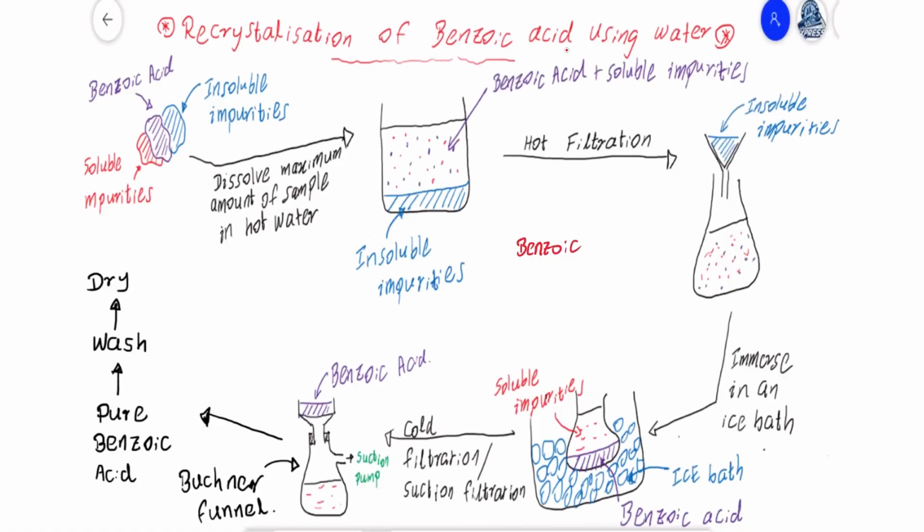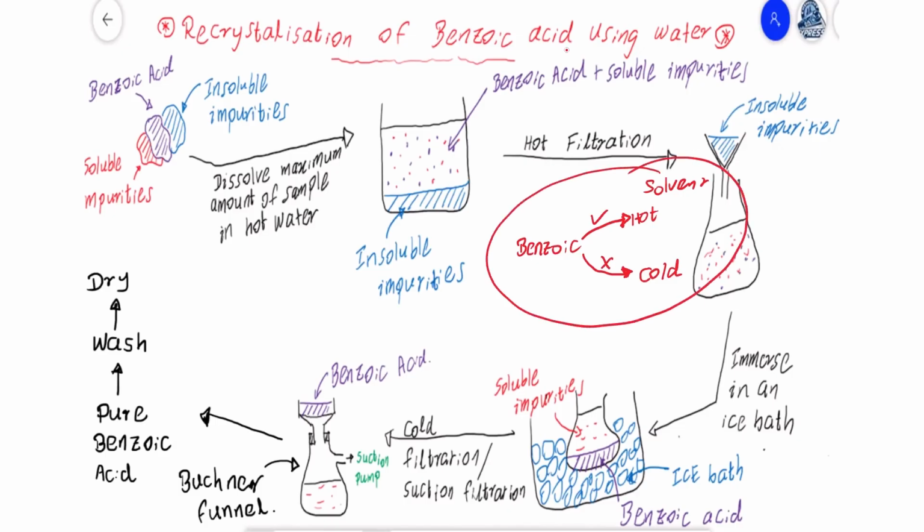I'm going to use a solvent. This is the requirement of this solvent, right? When the solvent is hot, that means when it is warm, the benzoic acid should dissolve in it. But when the solvent is cold, the solubility of benzoic acid should decrease. That means we can say benzoic acid should not dissolve in it. That's the requirement we need to purify a solid through the recrystallization process.